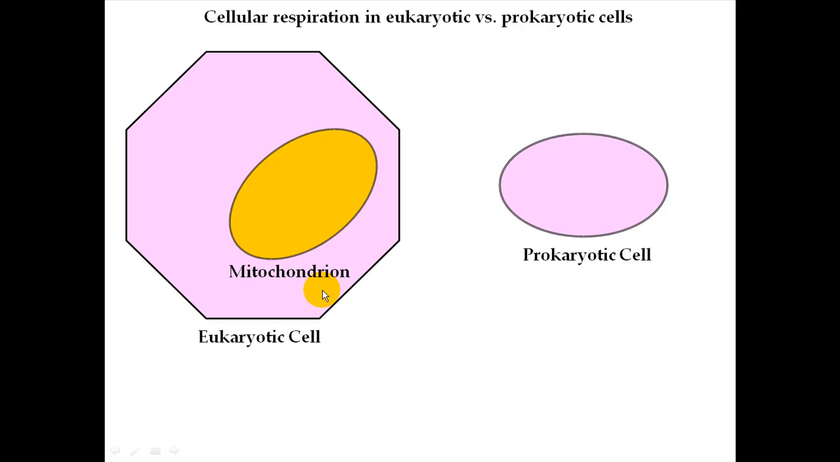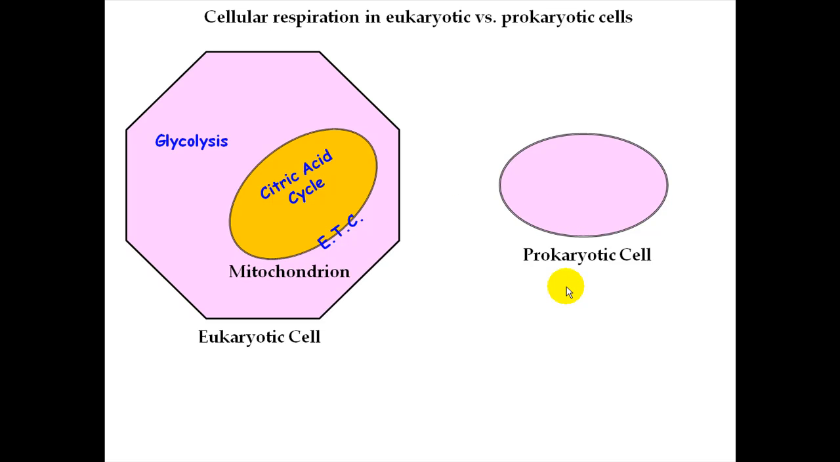By definition, eukaryotic cells have organelles, so things like mitochondria, and we've already seen that in a eukaryotic cell, glycolysis occurs out here in the cytoplasm. The citric acid cycle occurs inside the mitochondrion, in the matrix of the mitochondrion, and the electron transport chain occurs in the inner membrane of the mitochondrion. So these things also occur in prokaryotic cells, but prokaryotic cells don't have mitochondria, so there's less separation of these three things.